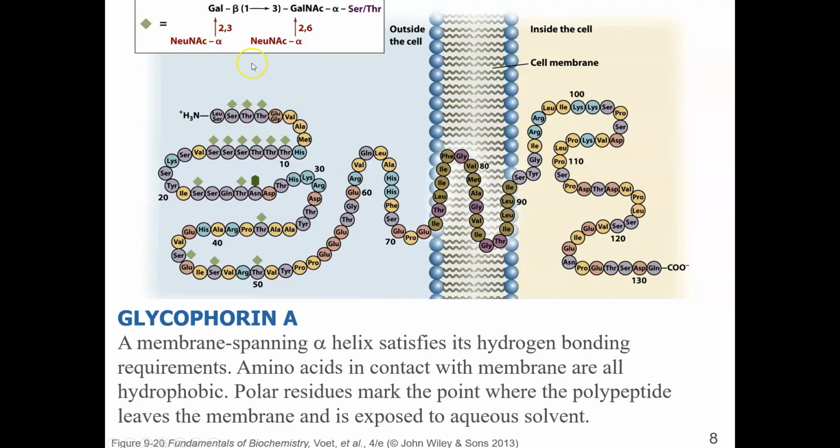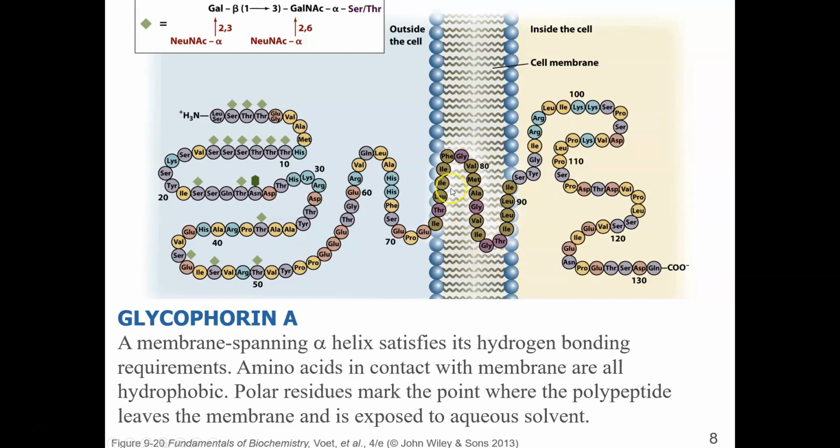And again, you notice that the sugars are attached to the domain of the protein that faces the outside of the cell and not the inside, and that has to do with how they're synthesized and how they get to the plasma membrane. If you look at the amino acids that are crossing the membrane, you can see that generally we see the hydrophobic amino acids: isoleucine, leucine, phenylalanine, valine, methionine, alanine, glycine, isoleucine.